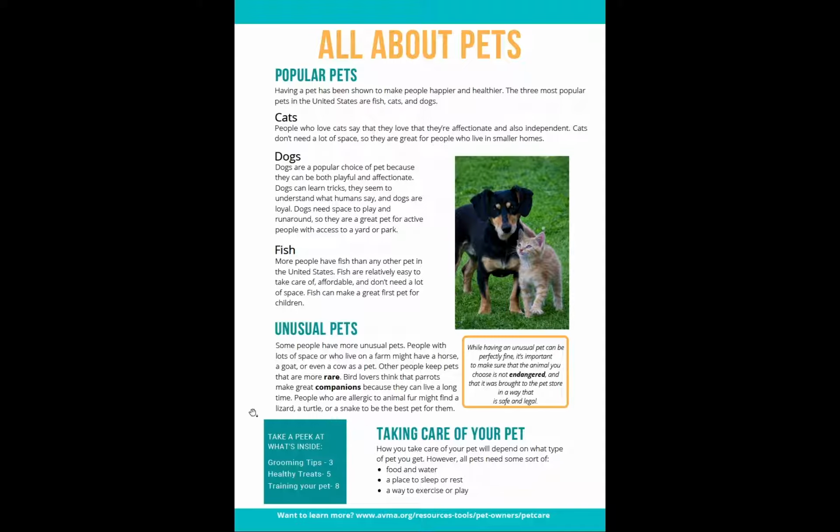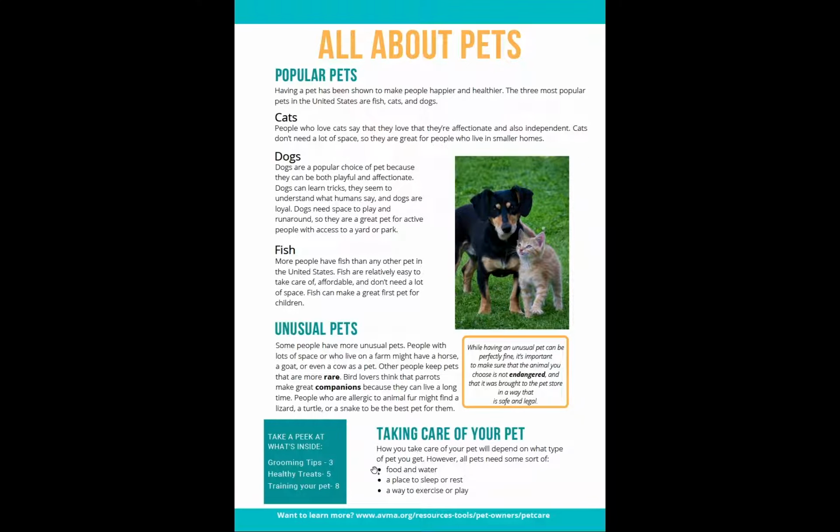Now, in this teal box down here, it says, take a peek at what's inside. Grooming tips 3, healthy treats 5, training your pet 8. This is a table of contents. So that means that if this is a pet magazine, an article called Grooming Tips could be found on page 3, an article called Healthy Treats could be found on page 5, and an article on training your pet would be on page 8.